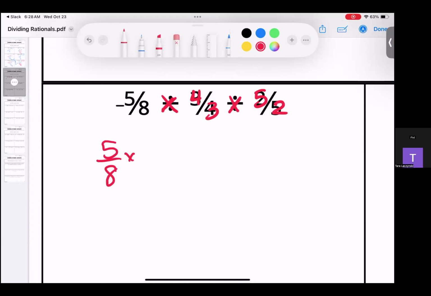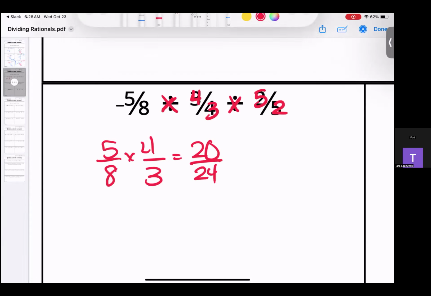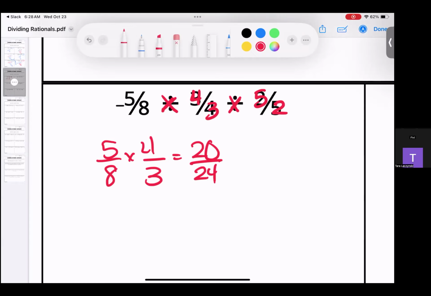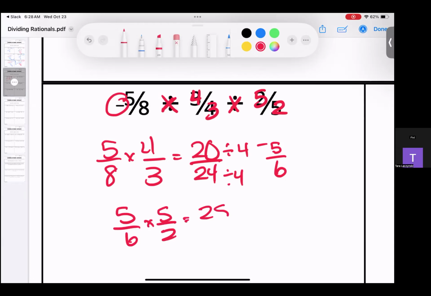5/8 times 4 over 3 is 20 over 24. Talked about this a little bit in class, but another thing that I like to do when we get to this point is I like to ask myself, can I simplify on this first set? Because I don't want to have to simplify some crazy gargantuan number. So I'm going to come in before I'm even done, and I'm going to simplify this down to 5 on the top and 6 on the bottom, but make it negative so that when I do this last set, I don't have something super scary, okay?